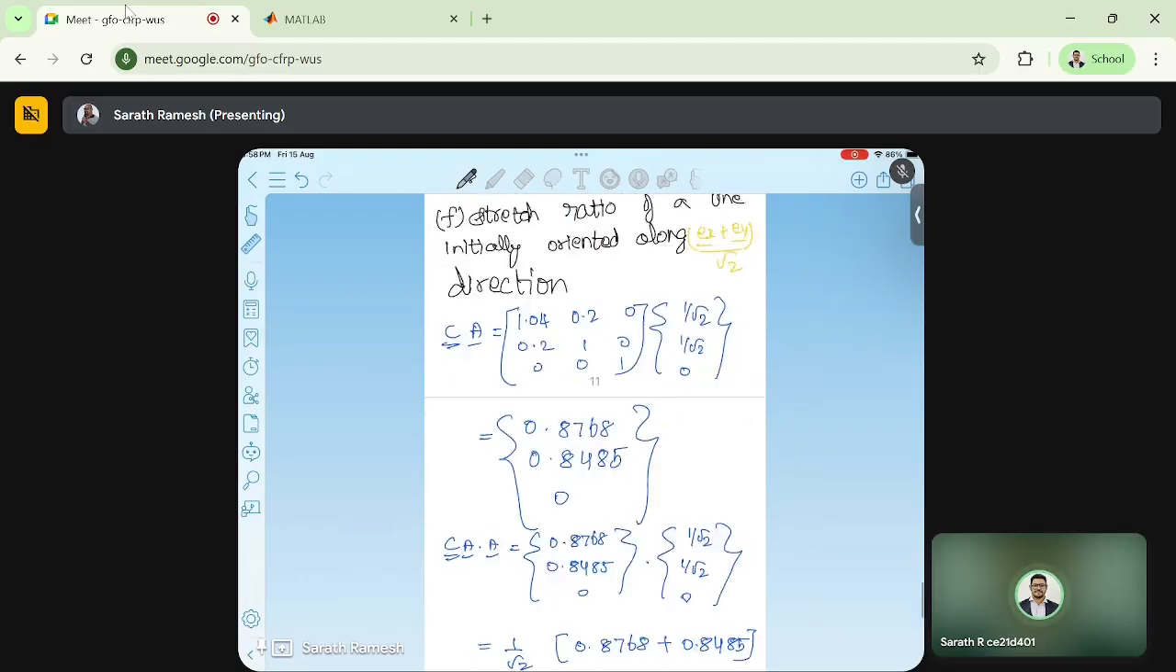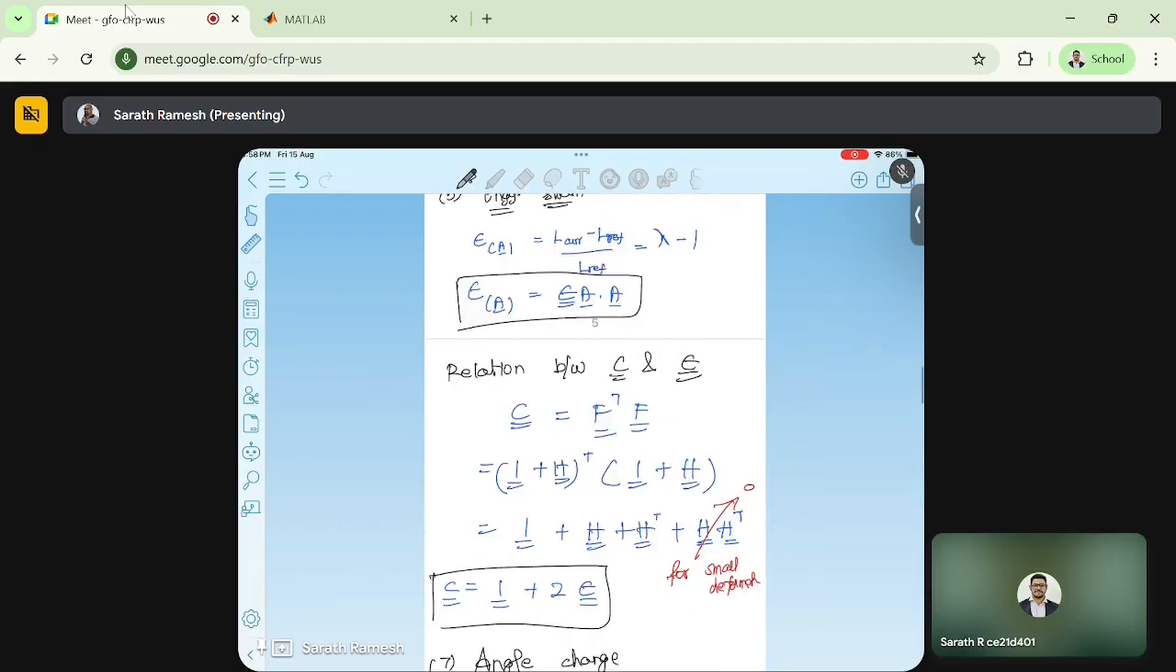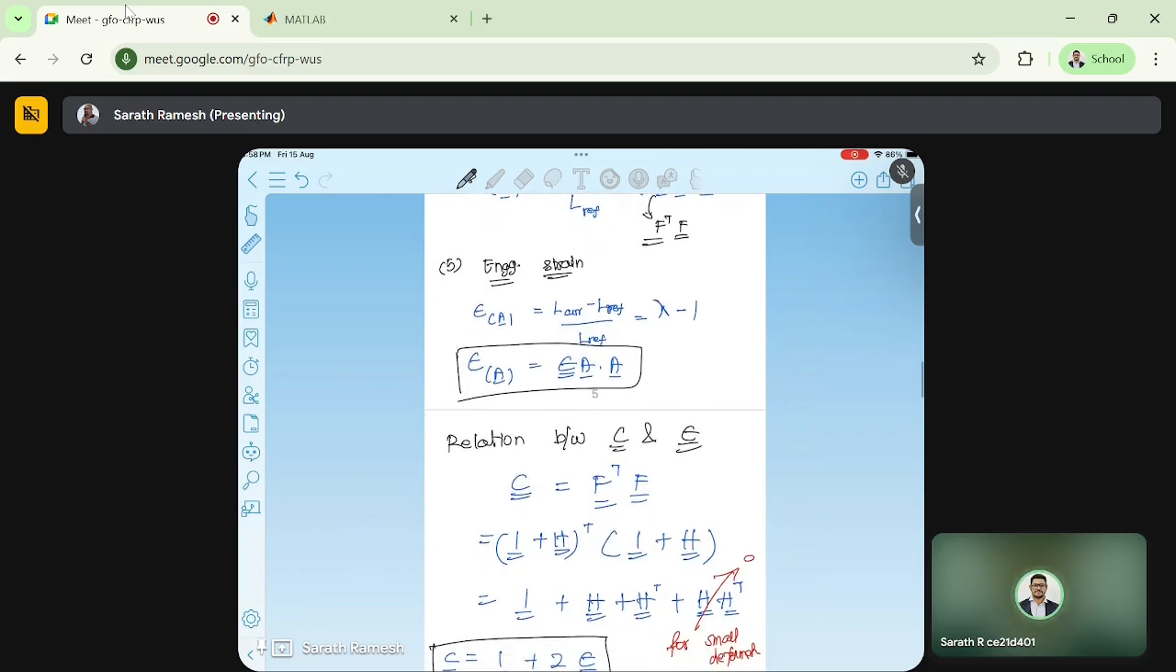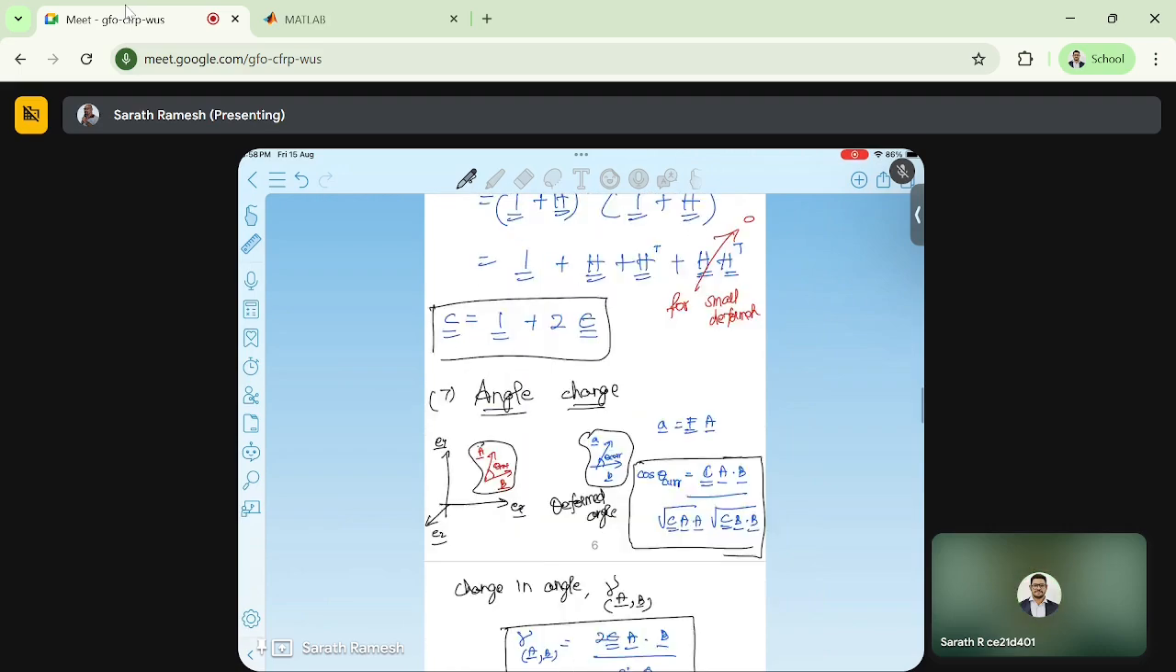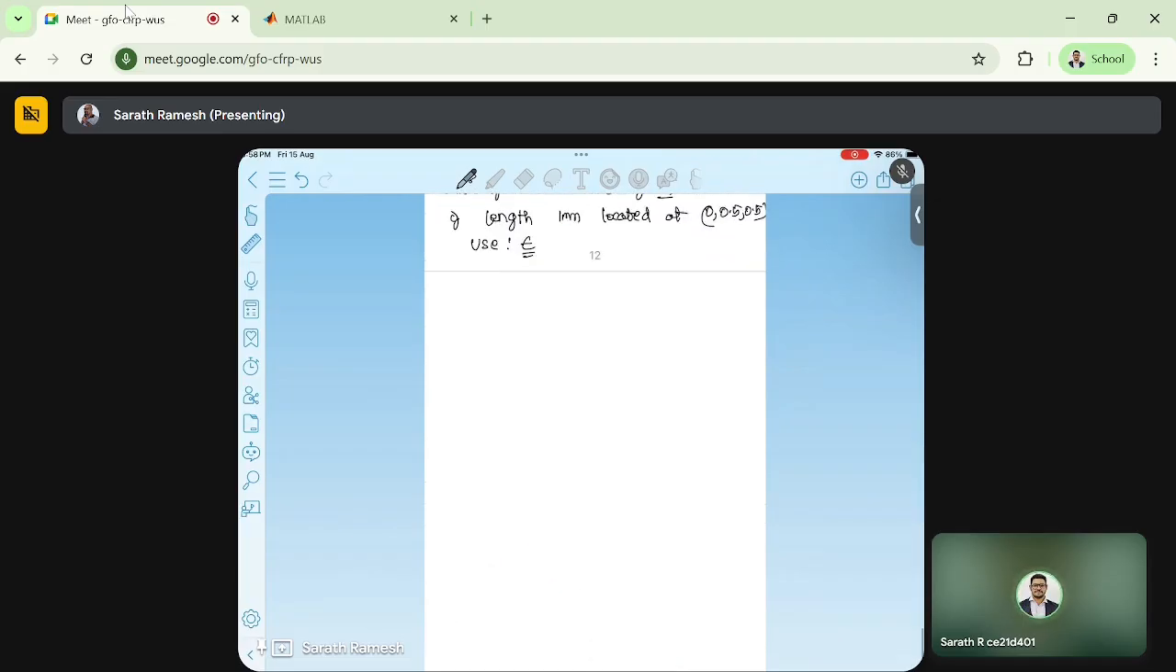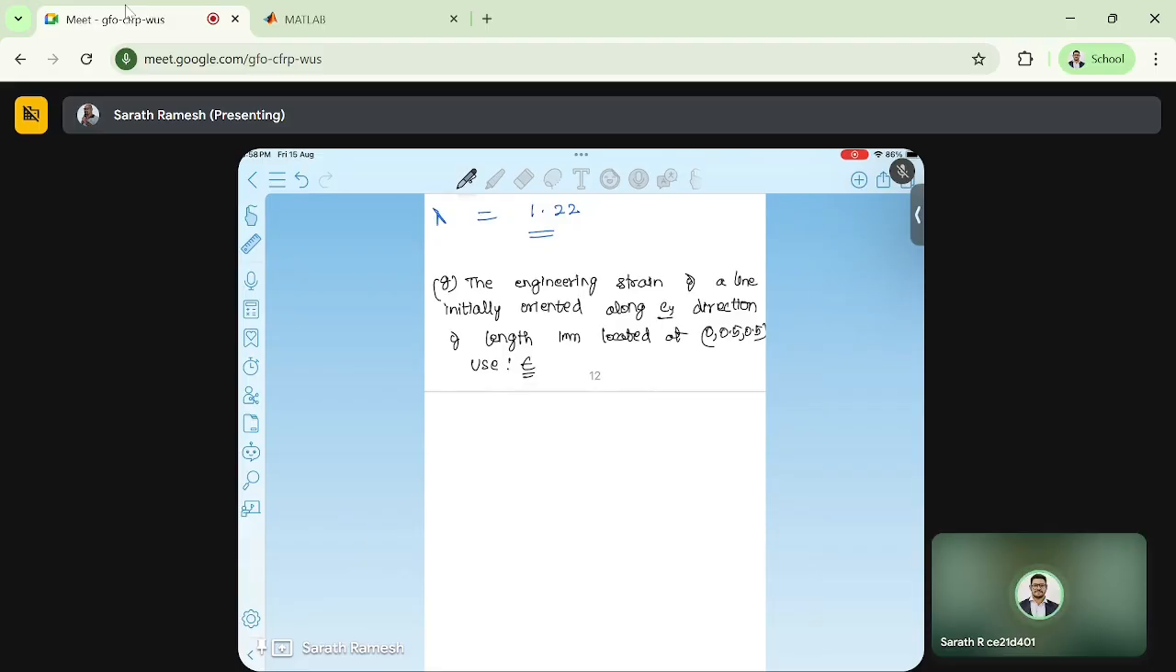Now, how to find engineering strain? What is the relation? Engineering strain is given by epsilon A dotted with A. Okay. So here what is our A? EY is our A. So A is equal to 0, 1, 0. Before that, let's write the formula. In engineering strain, epsilon of A equals epsilon tensor A dotted with A. Okay. A will be 0, 1, 0.